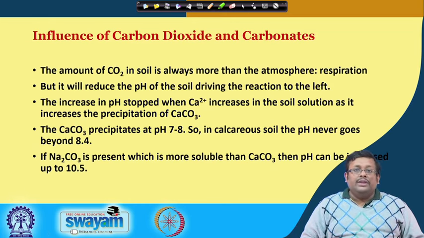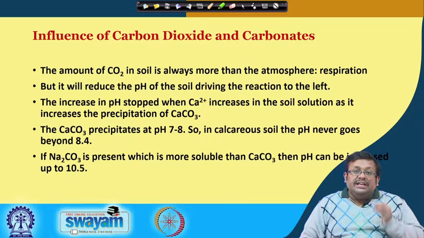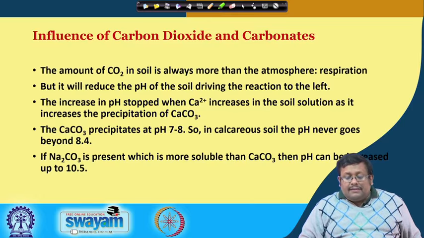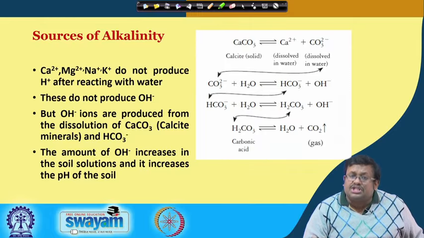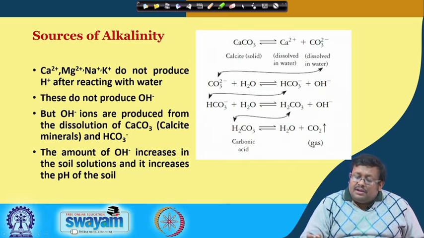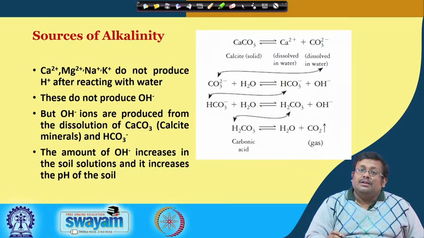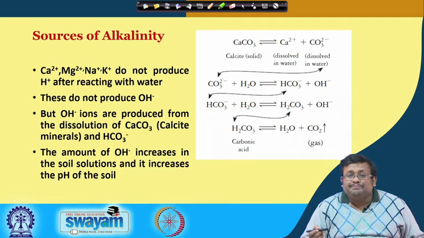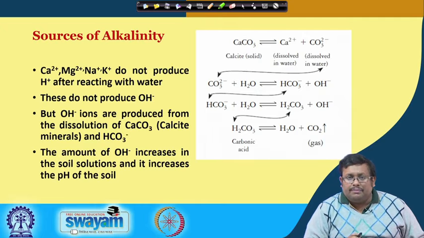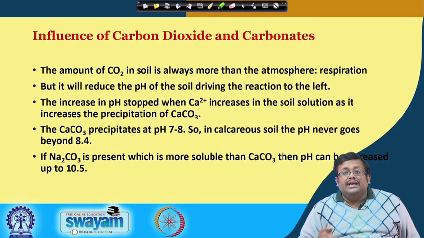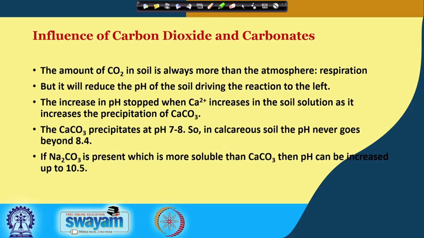The amount of carbon dioxide in soil is always more than in the atmosphere because of respiration, we know that, but it will reduce the pH of the soil, driving the reaction to the left. If you see the previous reaction again, if the concentration of carbon dioxide is higher, obviously the reaction will drive in the left direction, or the reverse direction. So, obviously there will be reduction of the pH, and as a result this carbon dioxide does not help in generation of the soil alkalinity.